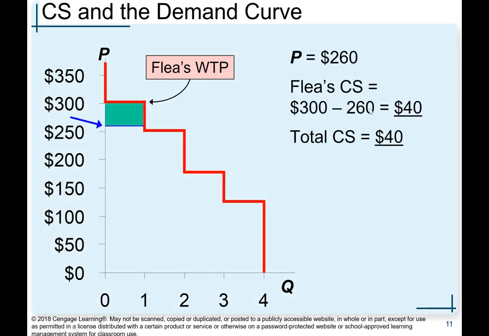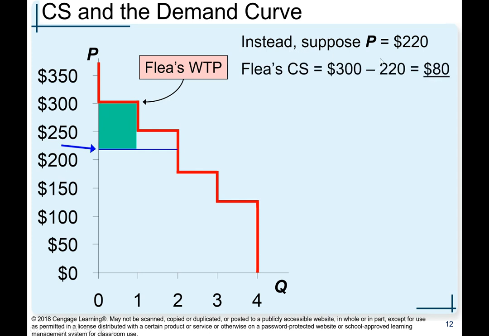Okay, that is Flea's consumer surplus. So total surplus at that point is $40. Now, suppose the price goes down to 220. Flea's consumer surplus will increase because it will be 300, which is Flea's willingness to pay, minus 220, which is now the price at which the iPod is being sold. So the difference is $80. So when the price has gone down, Flea's consumer surplus has gone up.